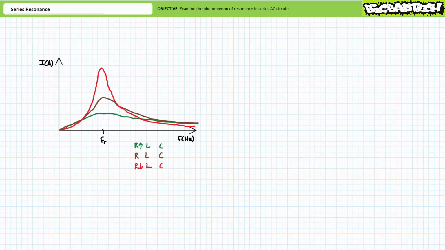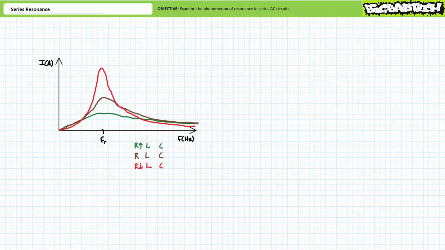Conversely, if we kept the inductor and capacitor the same but increased the resistance, the resonant frequency will remain fixed. However, the larger resistor would permit less current to flow. As such, we might expect the plot of source current as a function of frequency to look like this, where current peaks at a lower value. As a result, the circuit has a lower quality factor and a larger bandwidth.